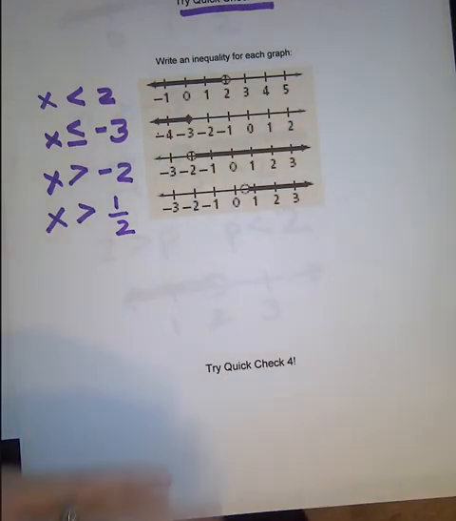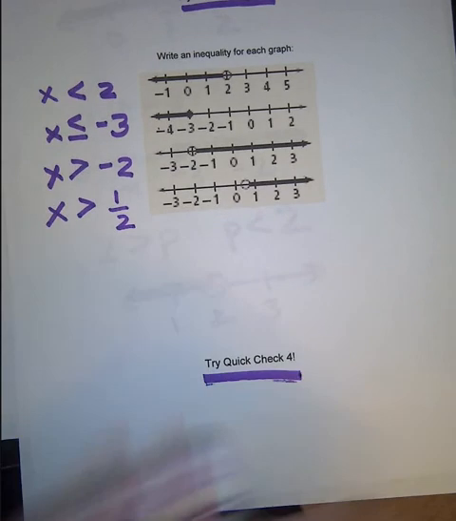So again, go to Quick Check 4, which is at the very bottom of page 201. There's just 2 of them. So write the 2 inequalities, and when you're done, pause it right now, write the 2 inequalities. When you're done, hit play and we'll check.